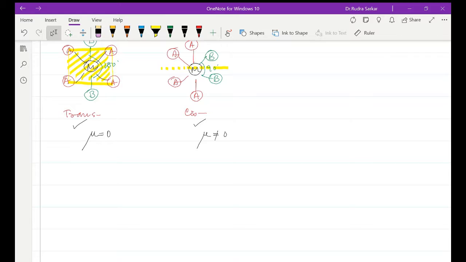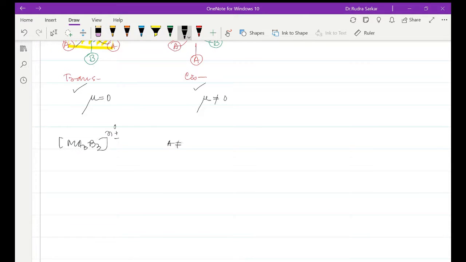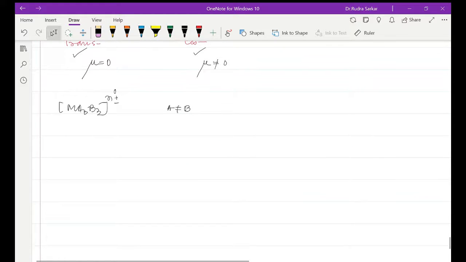Next, let us consider another complex, which we will say as MA3B3. Again, same notation as we have used before. A is not equal to B, and M is the central metal atom. So what kind of geometrical arrangements are possible for these? Let's have a look.